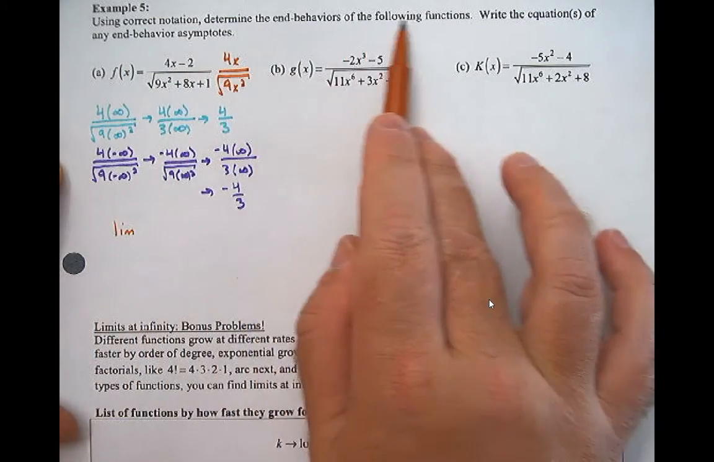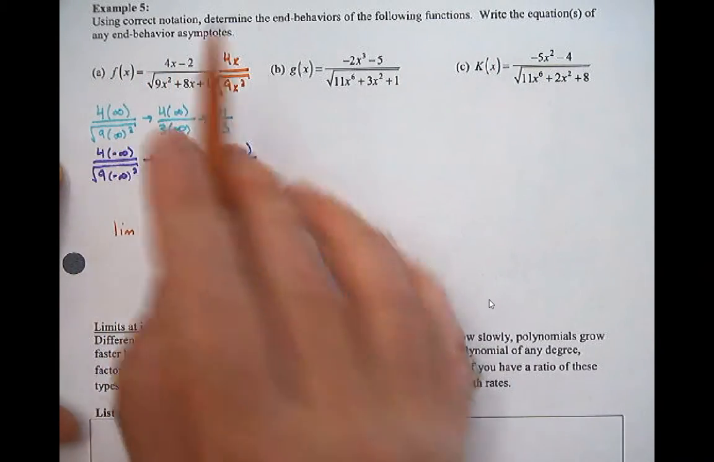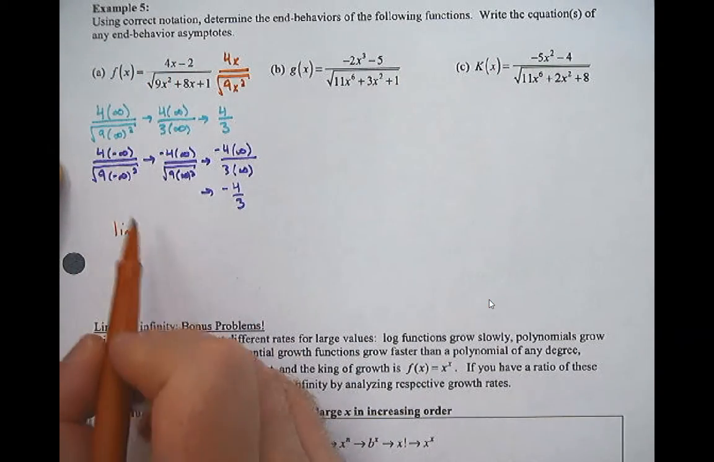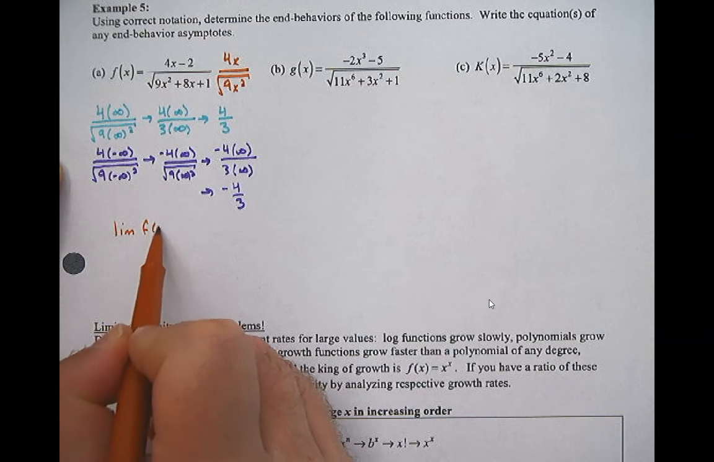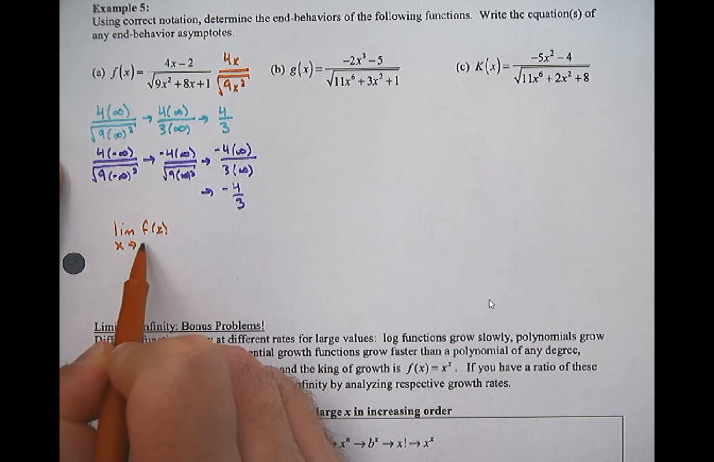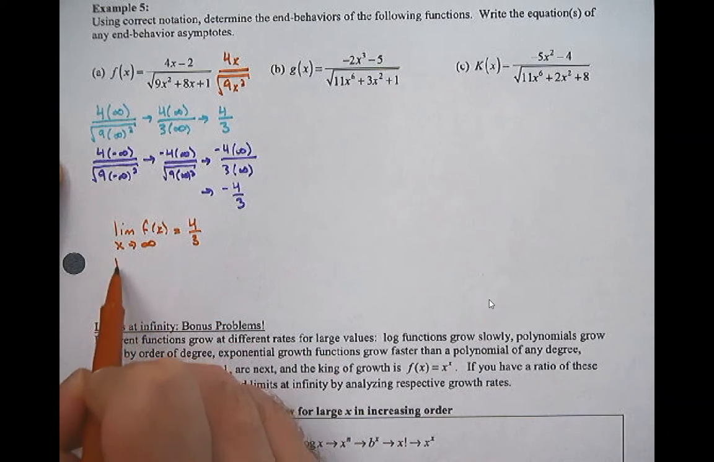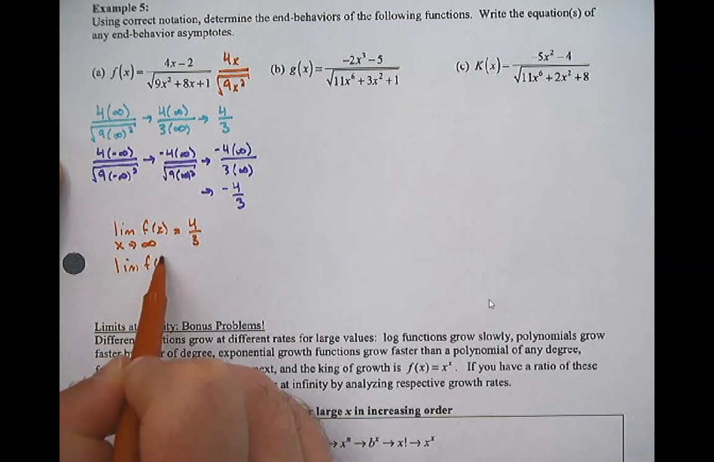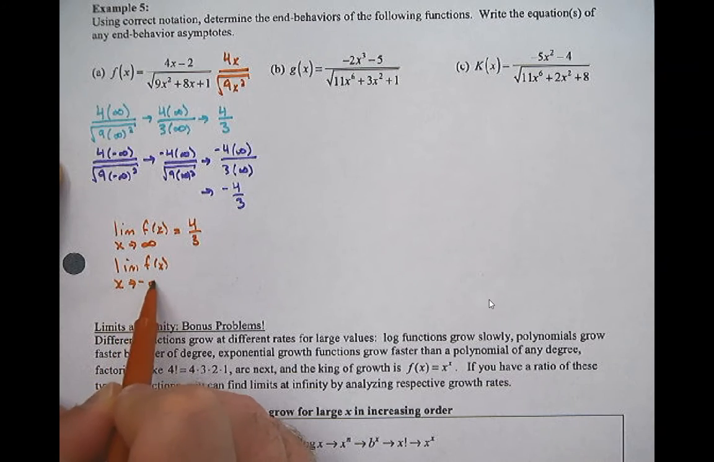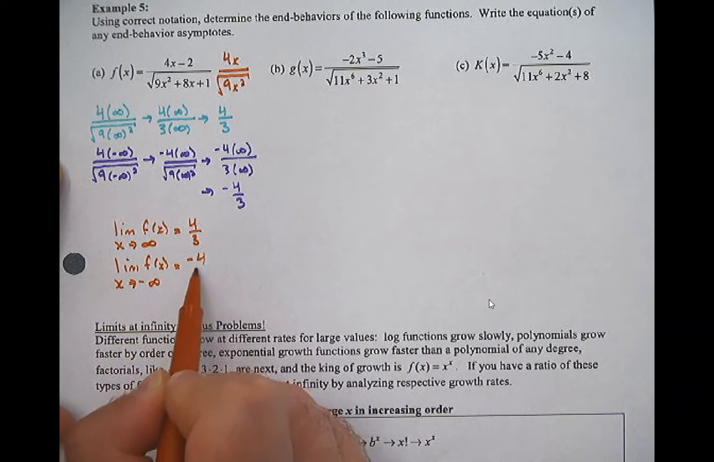Determine the end behaviors of the following functions. Write equations of any end behavior asymptote. So that's the HAs and the SAs. The limit of f of x as x approaches infinity was 4/3. The limit of f of x as x approaches negative infinity is negative 4/3.